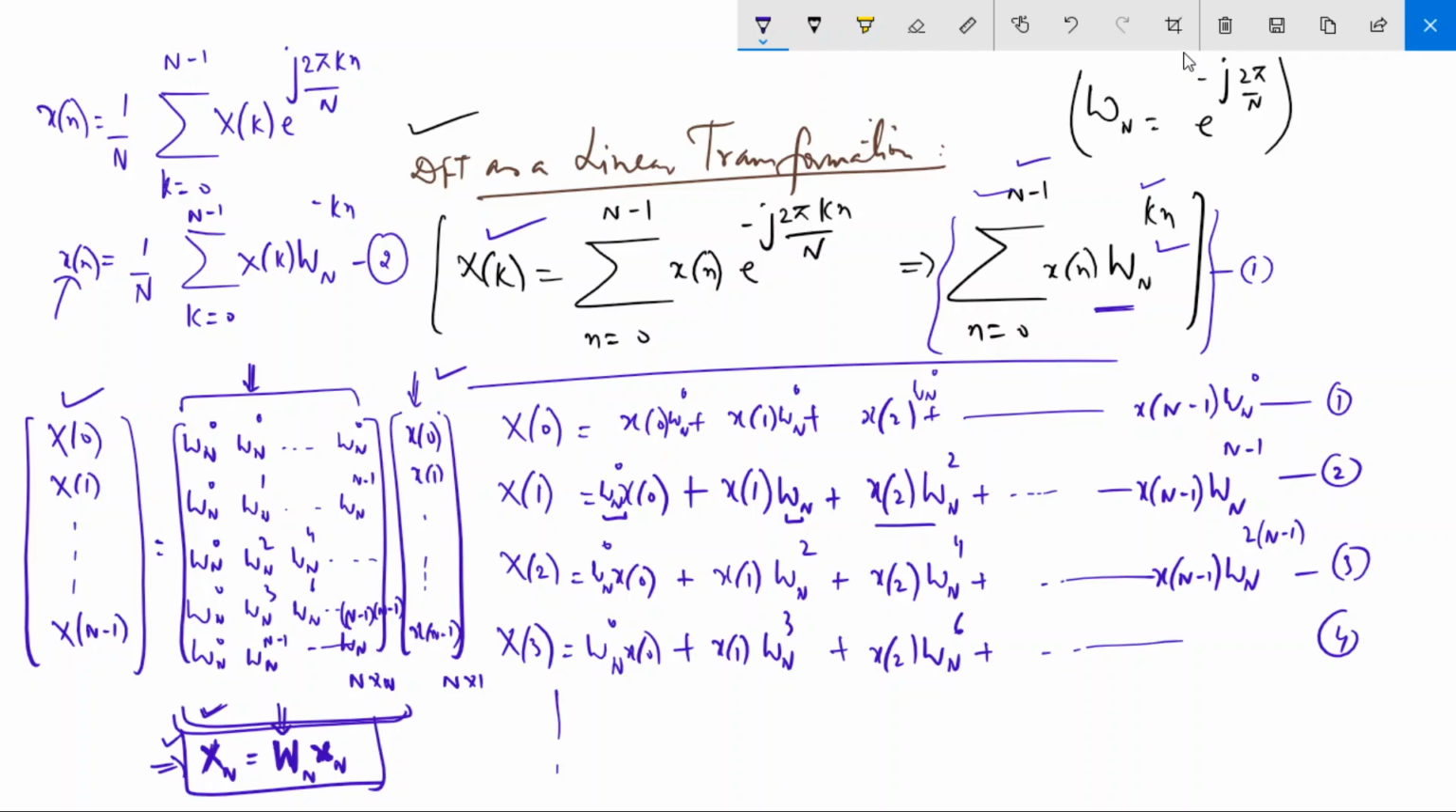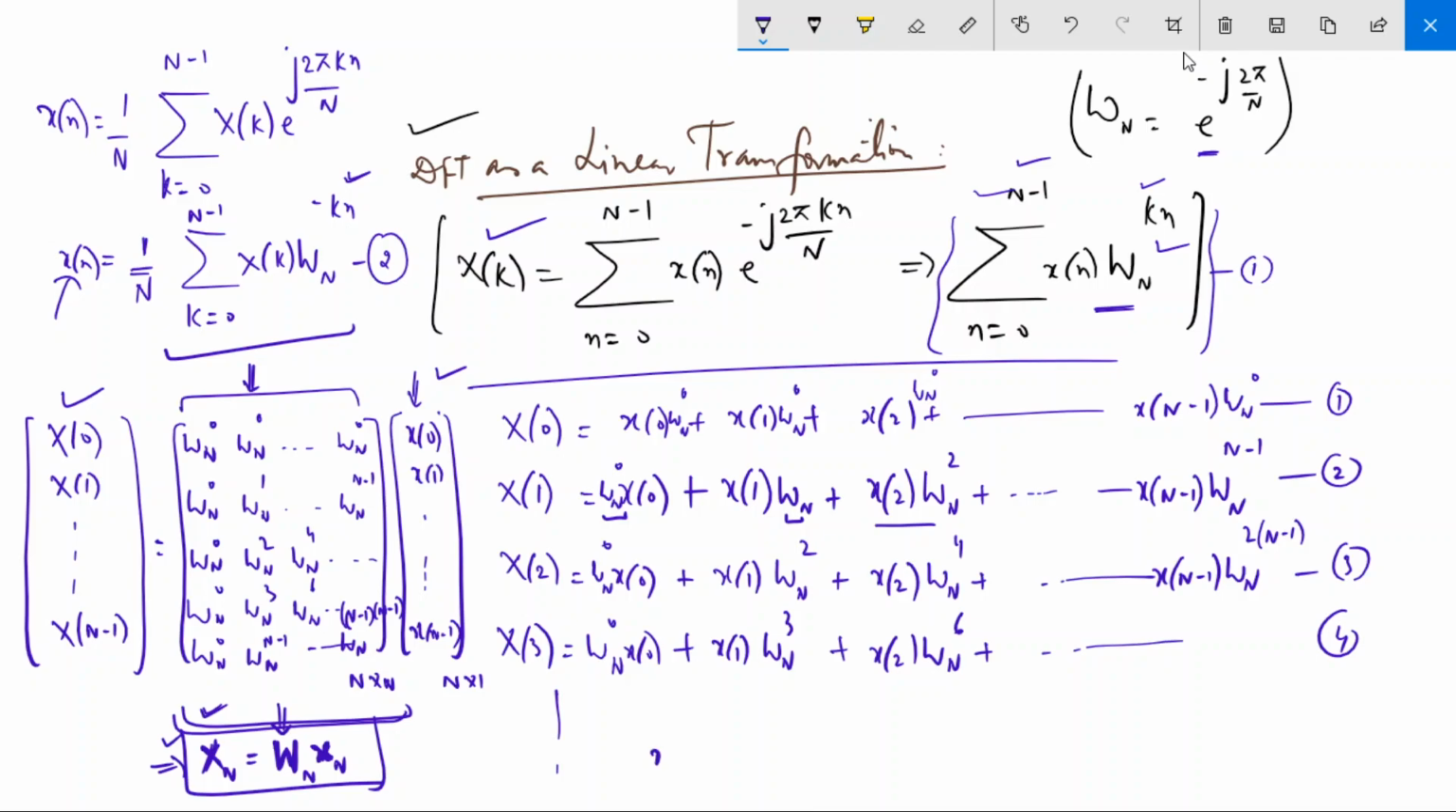Similarly, you can have an equation for the IDFT. Now see, what is the difference between DFT and IDFT? There is only a factor of 1 by n, and in place of wn to the power kn, it is wn to the power minus kn. Since wn is a complex quantity, minus kn means it is nothing but the conjugate.